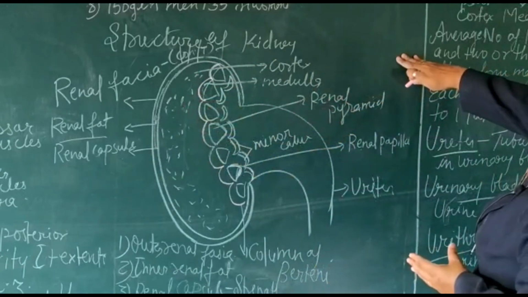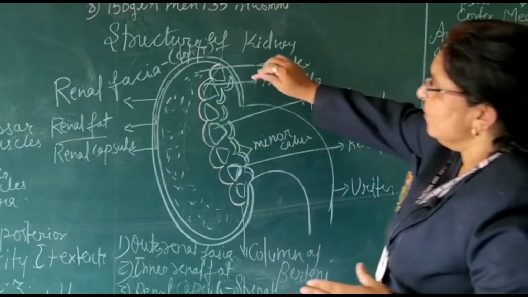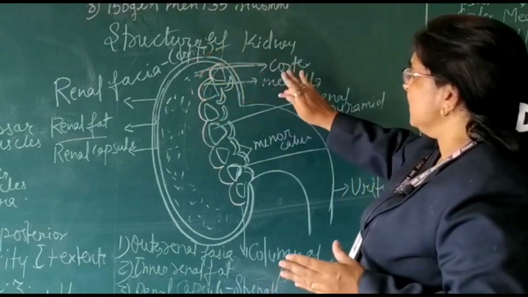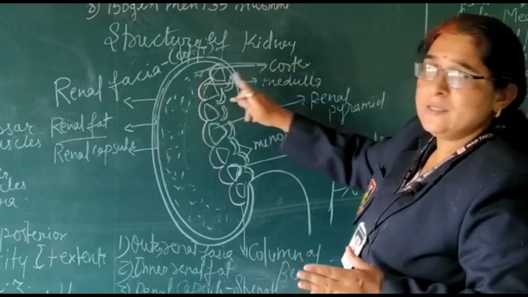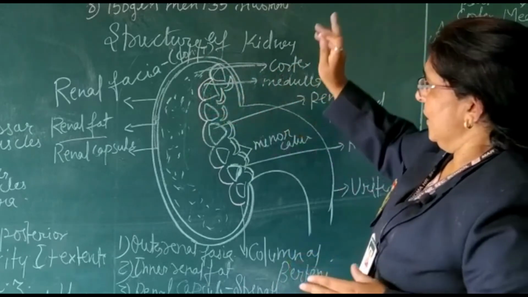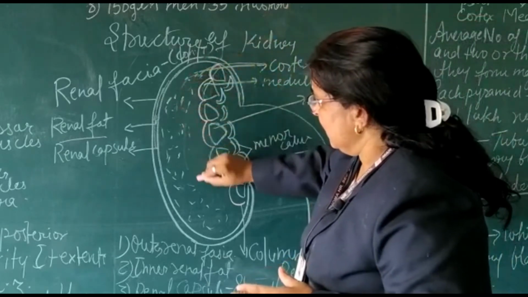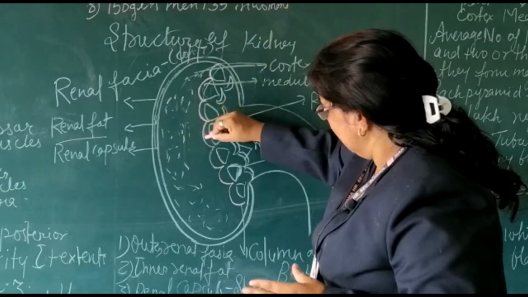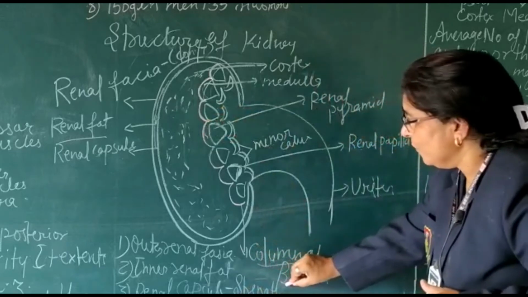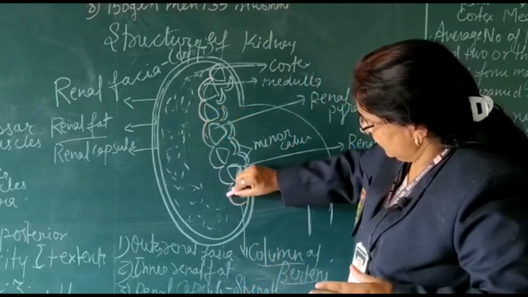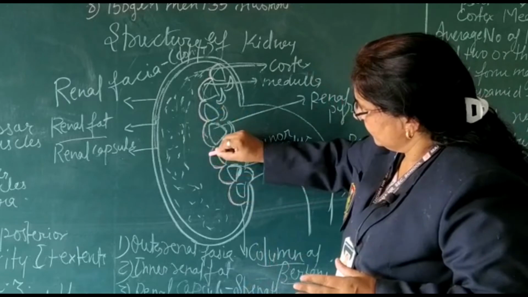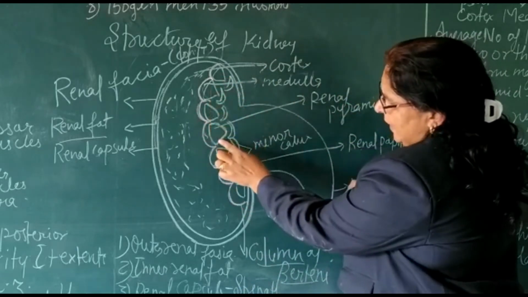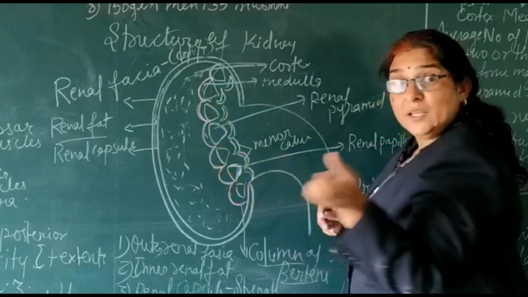The soft tissue of the kidney is called renal parenchyma. It is divided into two. The outer one is the cortex and the inner is the medulla. In the cortex region, when it invaginates, it forms the columns of Bertin. See, these are the columns. 7 to 10 renal pyramids are present in each kidney.